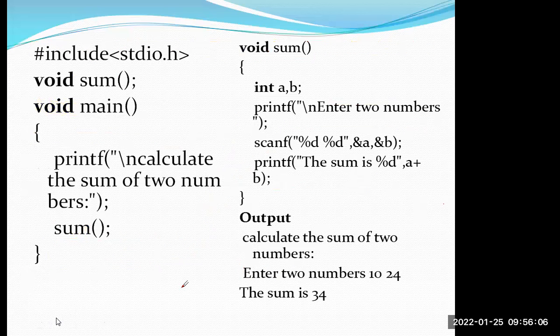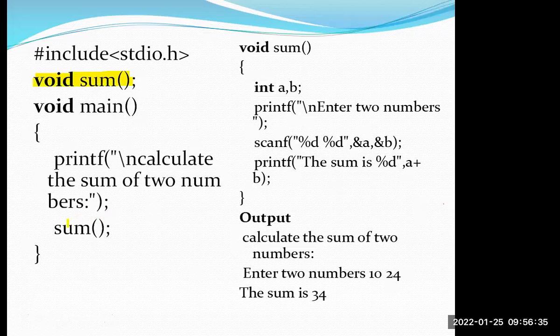This is the example. Here we use void sum, open bracket and close bracket, semicolon. It is called the function declaration. First we have declared the function.